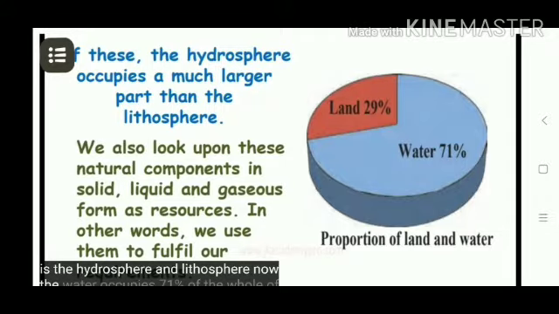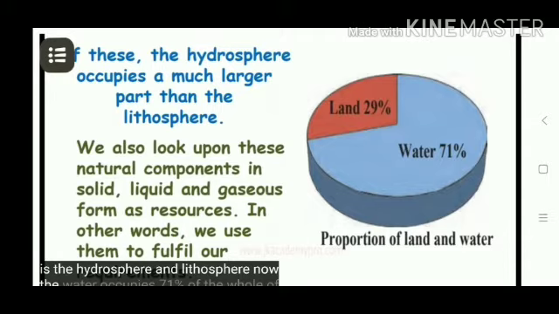We also look upon these natural components in solid, liquid and gaseous form as resources. In other words, we use them to fulfill our basic needs. Now see, students, the proportion of land and water. Land is 29%, whereas water is 71%.